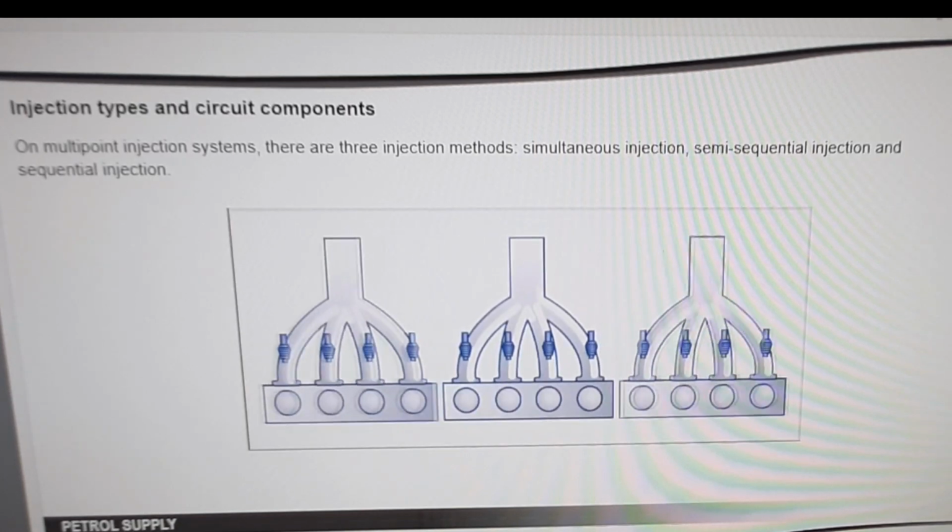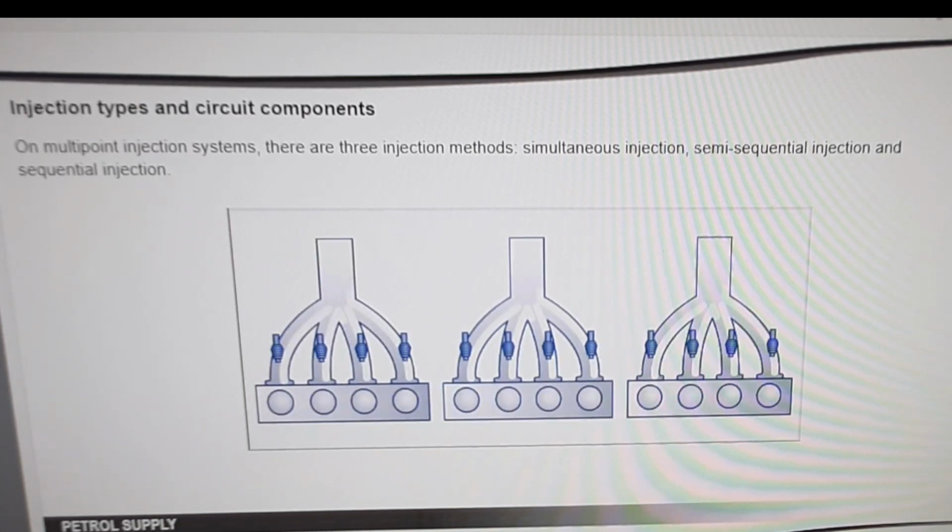On multi-point injection systems, there are 3 injection methods. With simultaneous injection, all the injectors are actuated at the same time. With semi-sequential injection, the injectors are actuated in twos. In sequential injection, each injector is actuated independently.